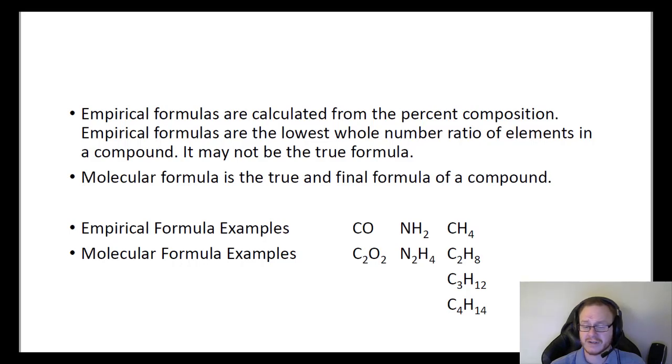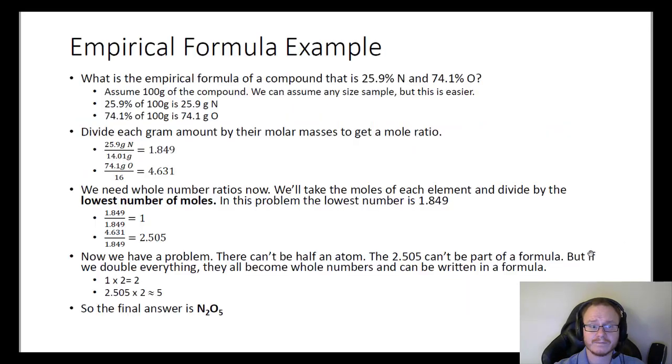NH2 is a very, very simple formula. You can't divide it any lower, but a molecular formula of NH2 might be N2H4. A final empirical formula might be CH4. You can't divide this any lower, but there are many variations of CH4 in molecular formulas. For example, if I multiply it by 2, you might end up with C2H8. If you multiply CH4 by 3, you might end up with C3H12. All of these are molecular formulas that come from the original empirical formula.